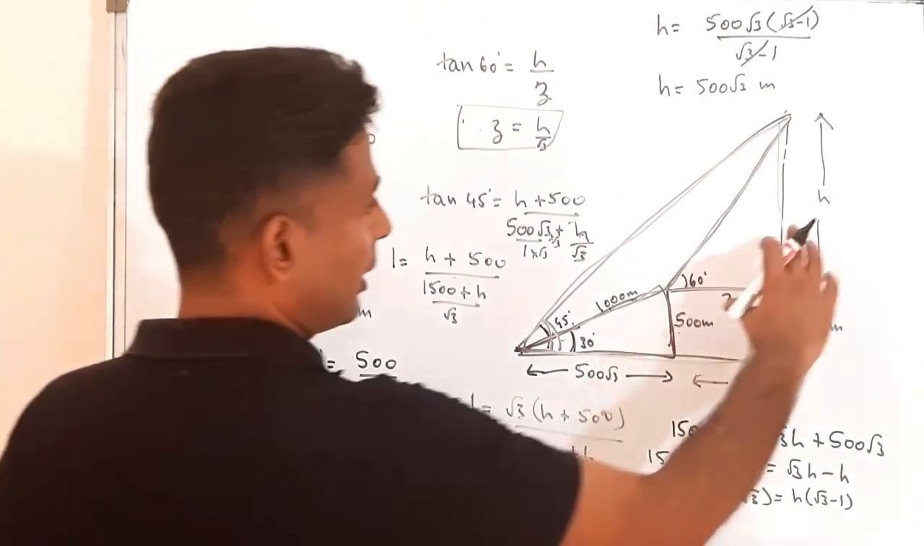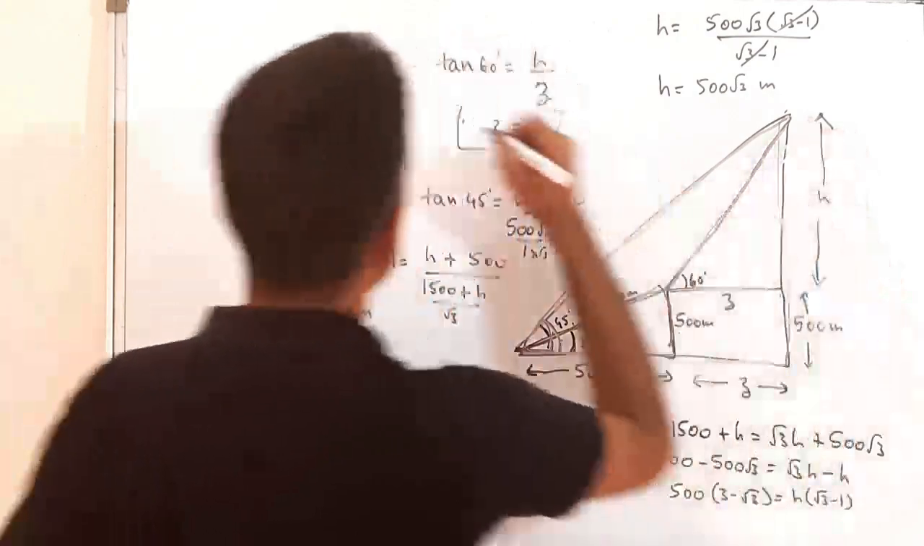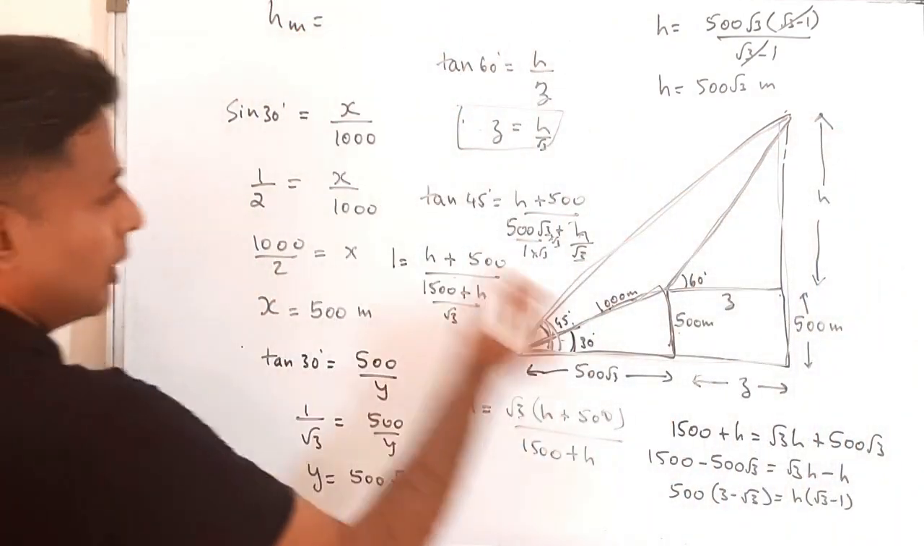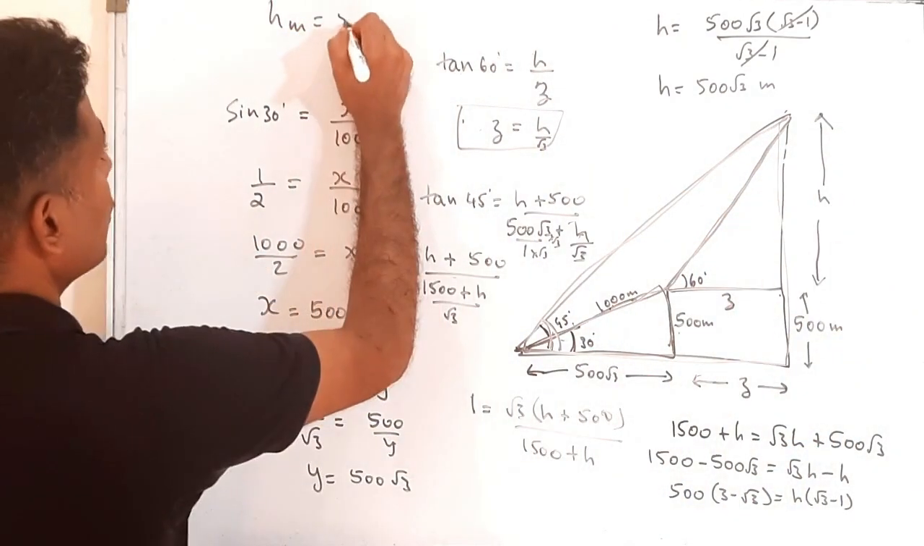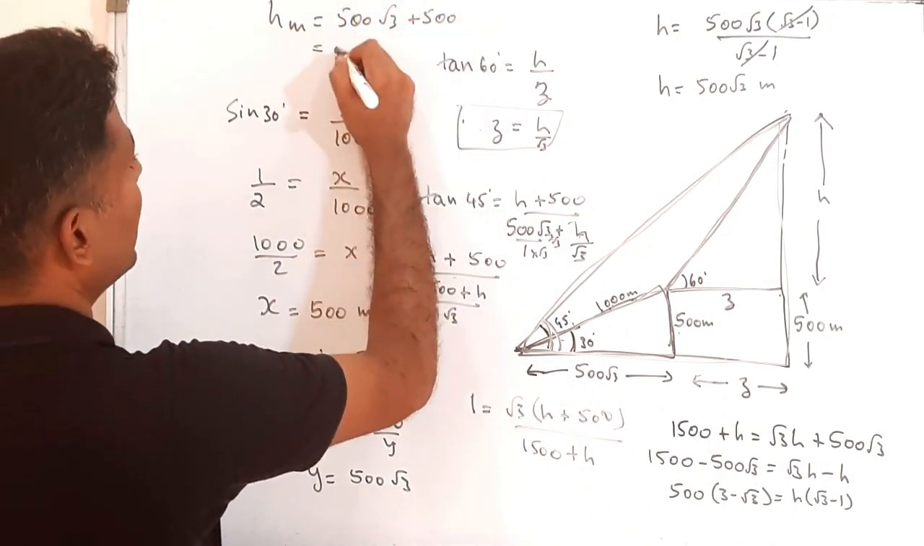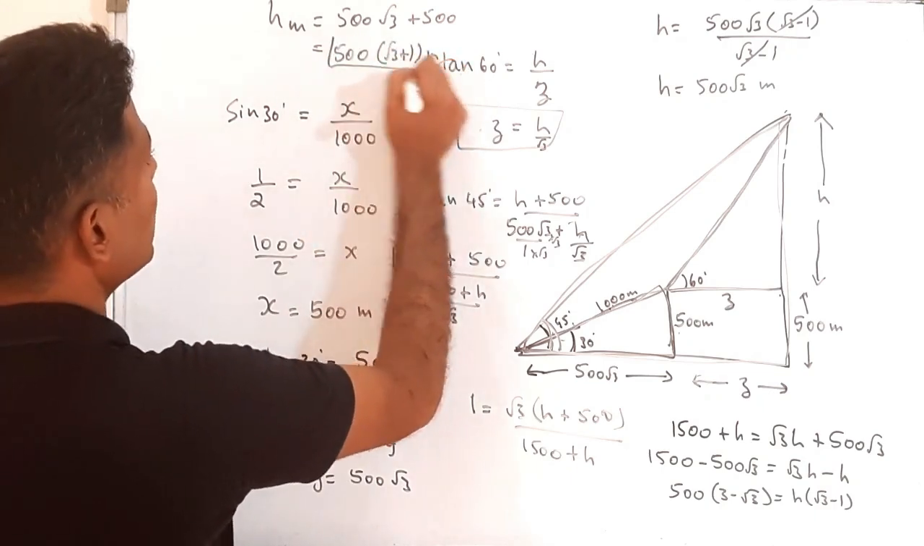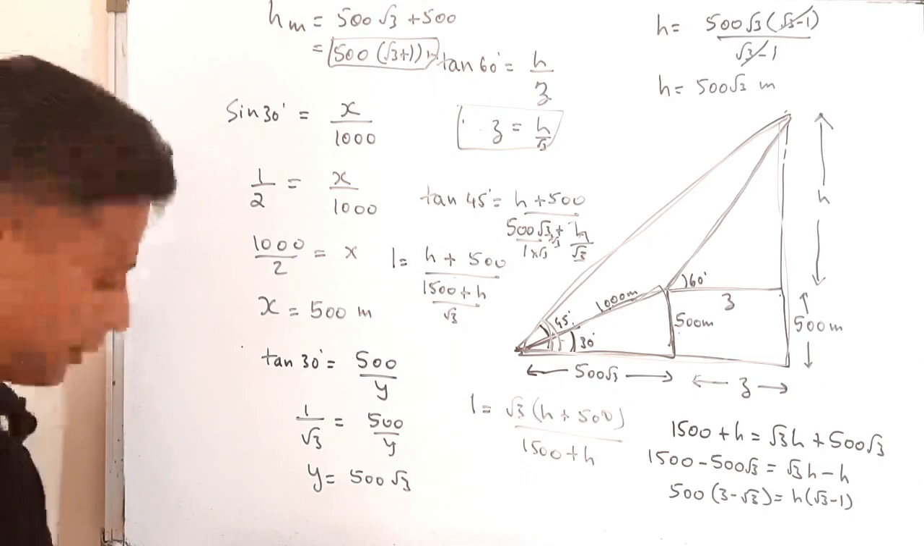Right? So I got h as 500 root 3 meters, and the height of the mountain will be what? So height of mountain will be equal to this plus this. So 500 root 3 plus 500. I can take 500 common. So 500 into root 3 plus 1 meters. So this is the height of the mountain.